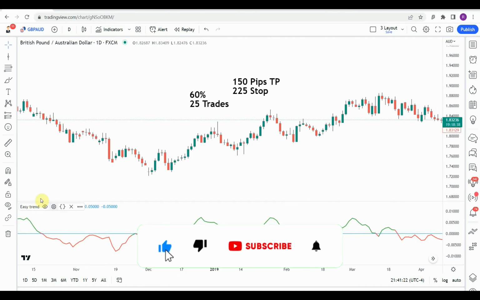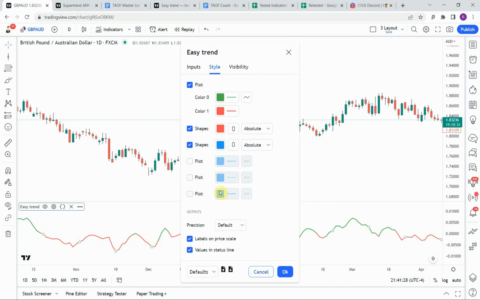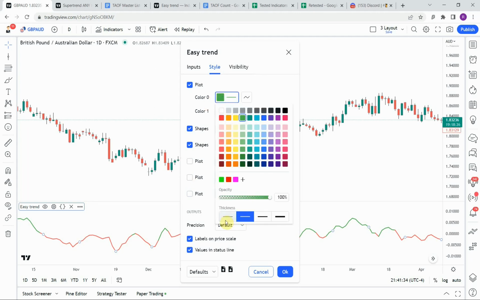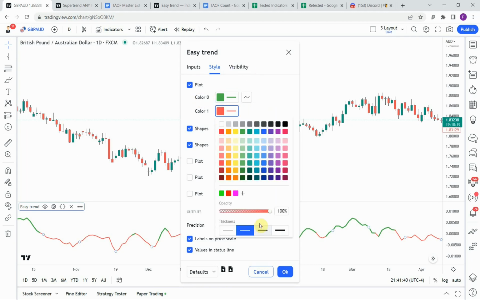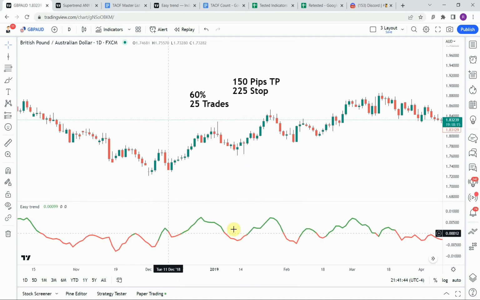And so visually, the first thing that I did was I went in and I turned off these three plots. It's going to be the upper band, the lower band, and the middle band. And the next thing I did was I went in and I turned up the line weight of these colors here, the color 0 and the color 1, like that. That gives us what we see there on screen.